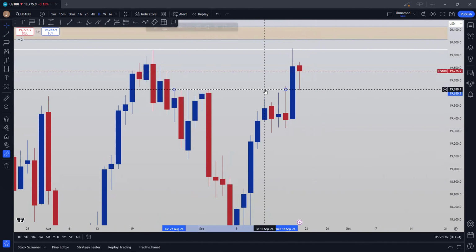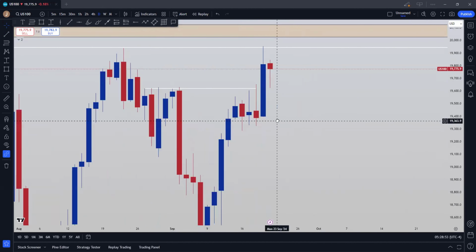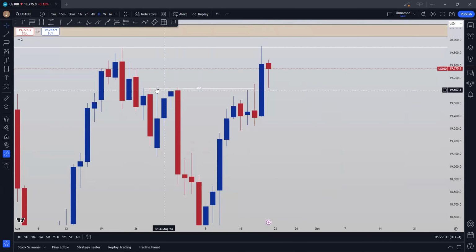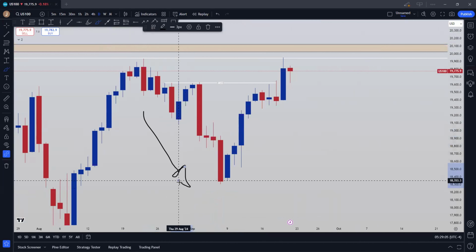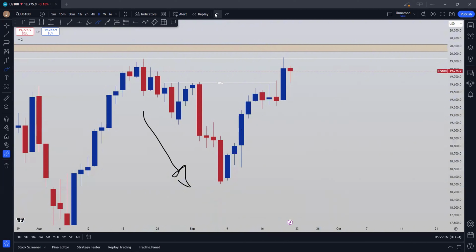But what did we say? If we have a closure above this area, we are not just taking out buy side liquidity, but we are also having a market structure shift. We are changing market structure from this bear market back into a bull market right over there.